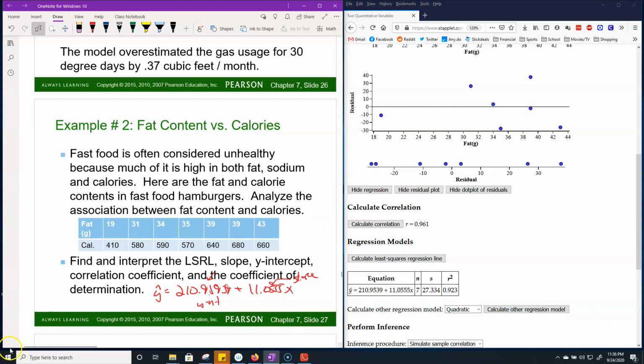All right, so that was example number 2 in outline 7. I hope that felt pretty good because that one was a lot easier than example number 1, wasn't it?